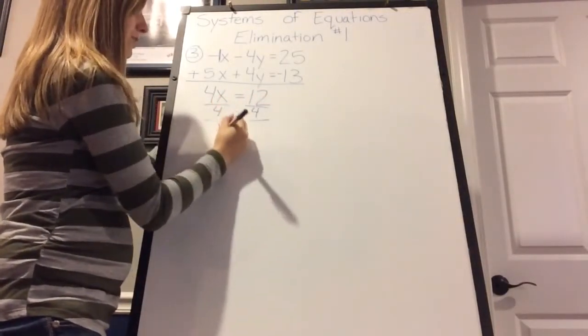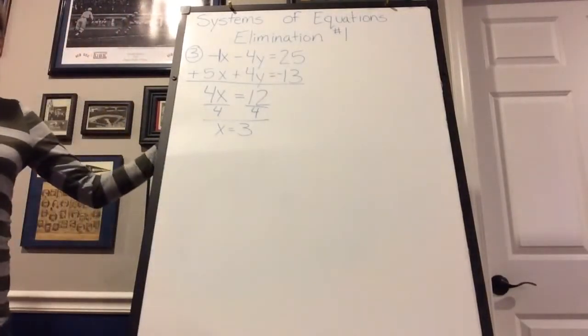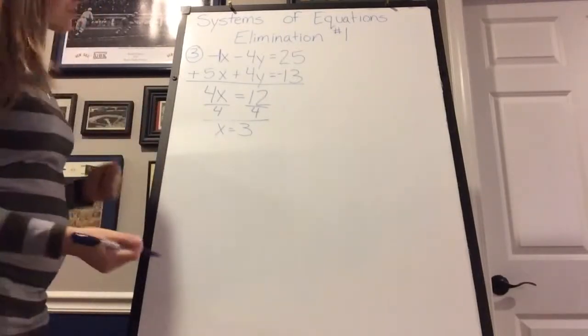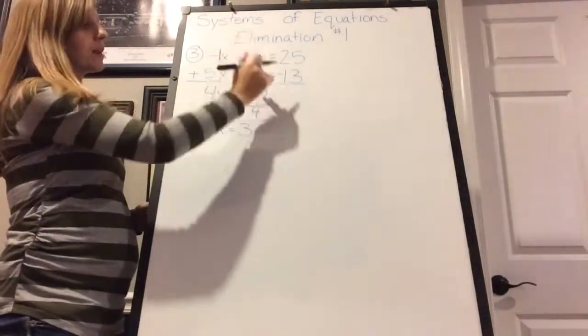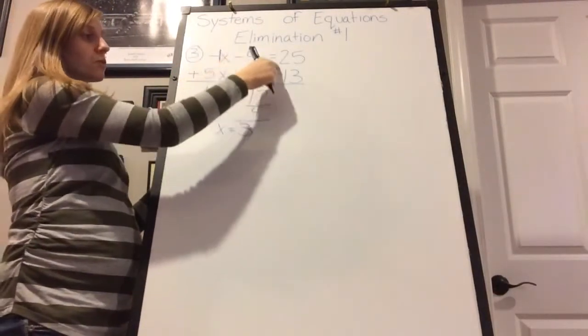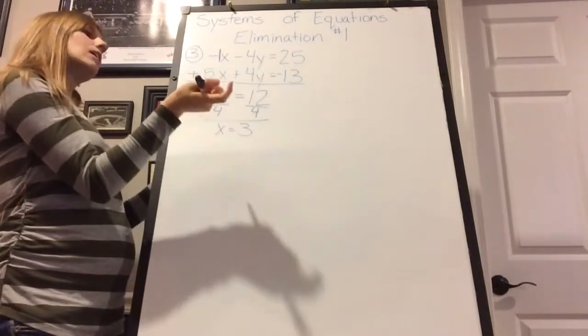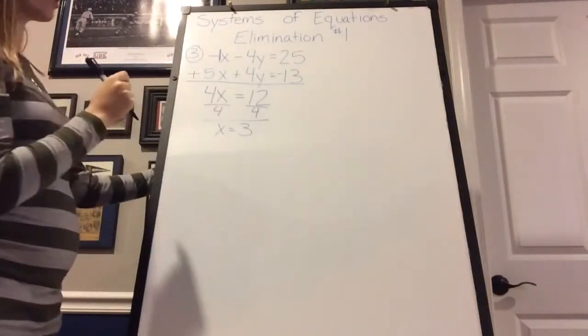12 divided by 4 gives us 3. So x equals 3. That's part of our answer. Now we need the other part. So to find the other part, we use 3 for x, and I plug that into one of these equations. I can either use the 1, 4, and 25, or I can use the 5, 4, and the 13. I'm going to go ahead and use 5, 4, and 13.